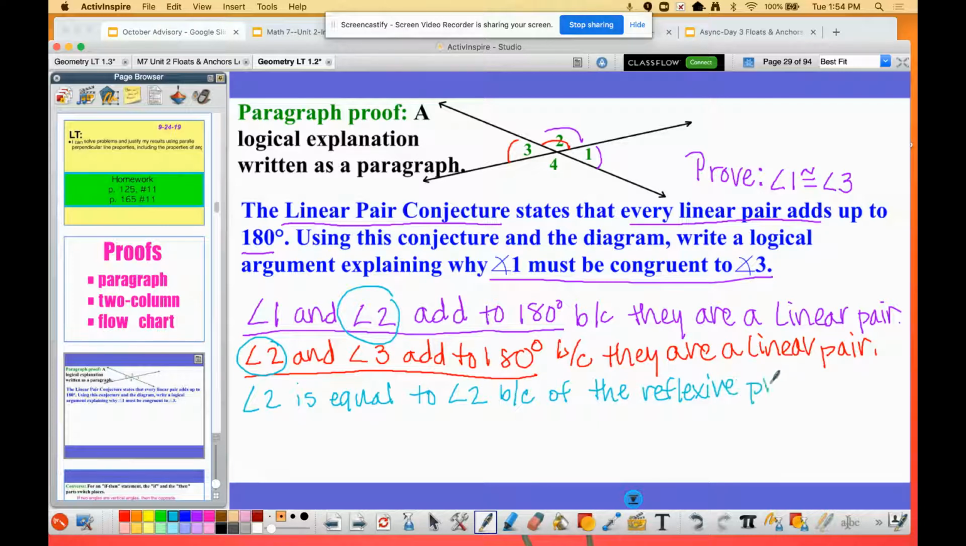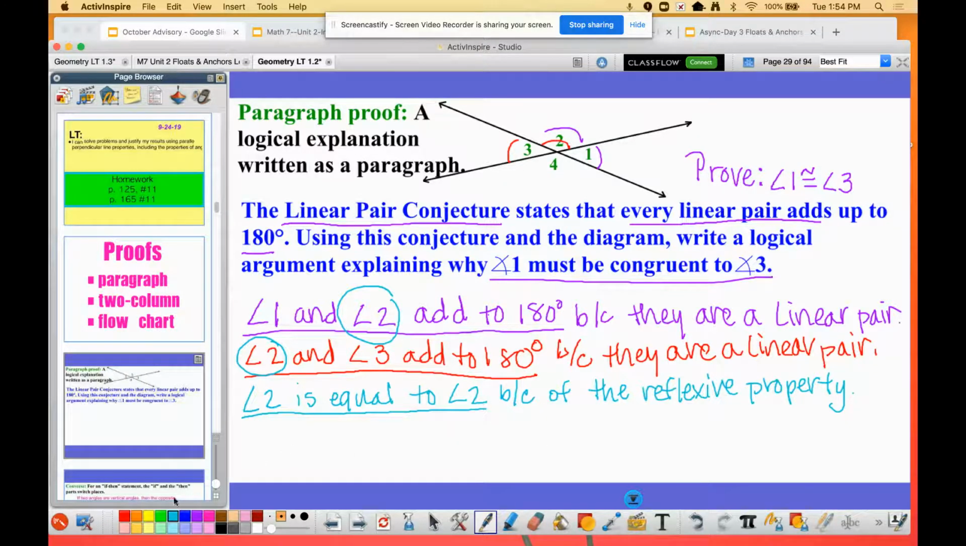We will occasionally be using properties that you used maybe in 6th or 7th grade. The reflexive property just tells us that 2 things that are the same are equal to each other. So angle 2 is equal to angle 2.